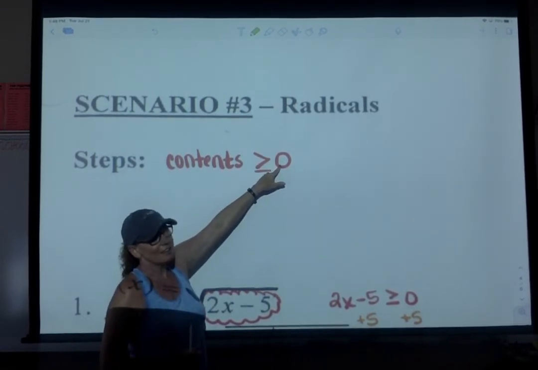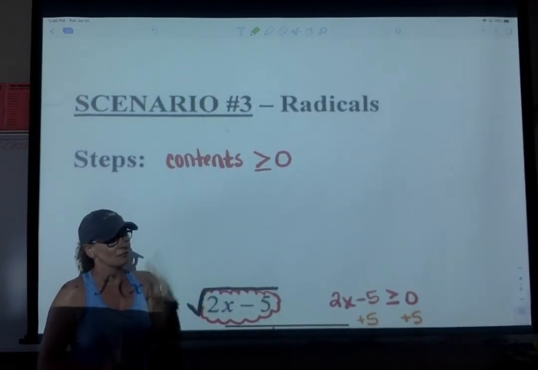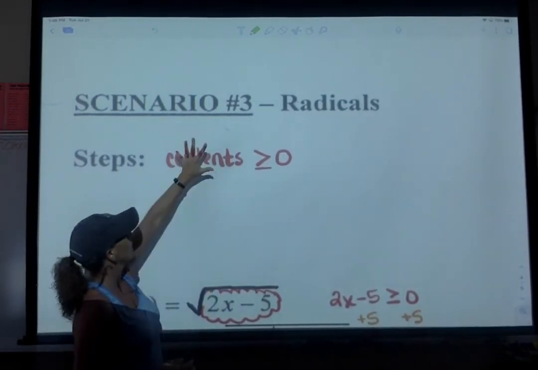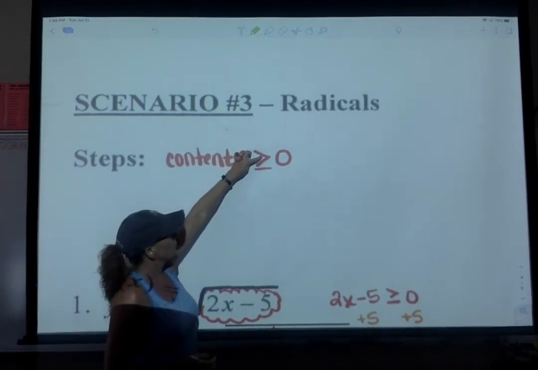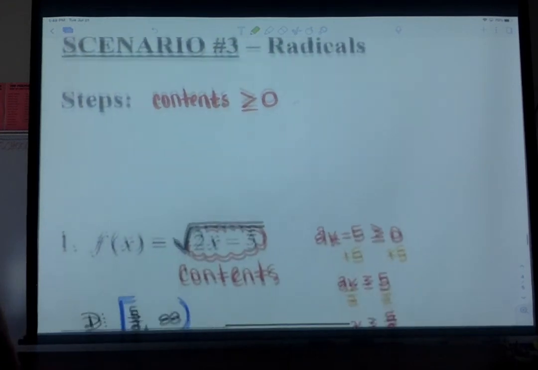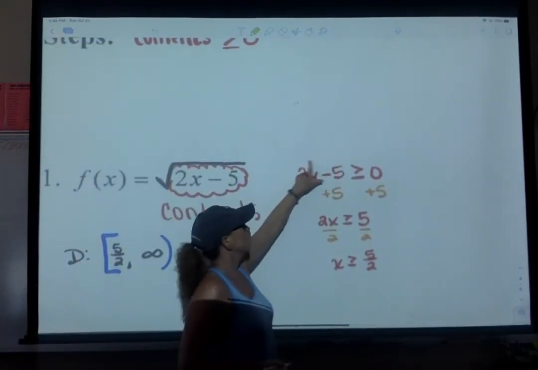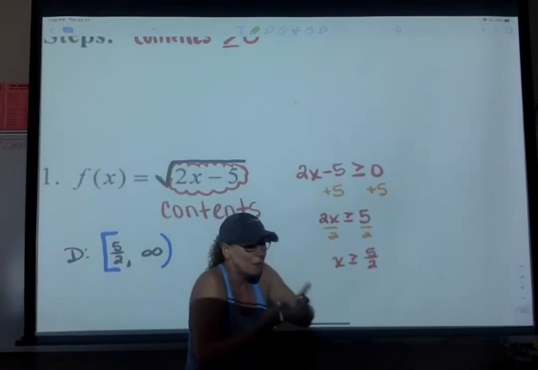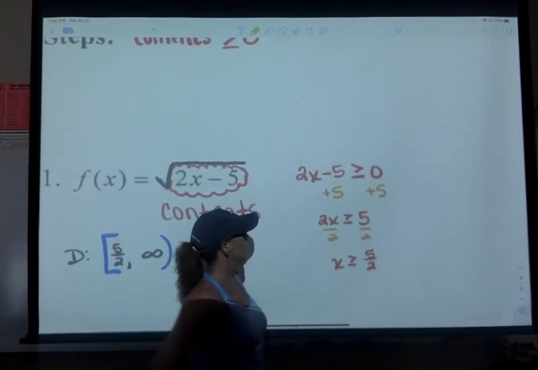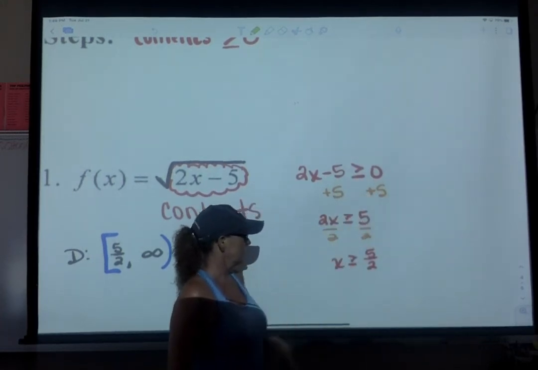Okay. If I say it can't be negative, you've got 2 choices. It could be 0 or it could be positive. So I want you to write your contents have to be greater than or equal to 0. So here we go. Wrote the contents. Notice I didn't put the radical, I just want you to scoop out the contents, write them on your paper. Contents, greater than or equal to 0, solve it. You know how to solve it.